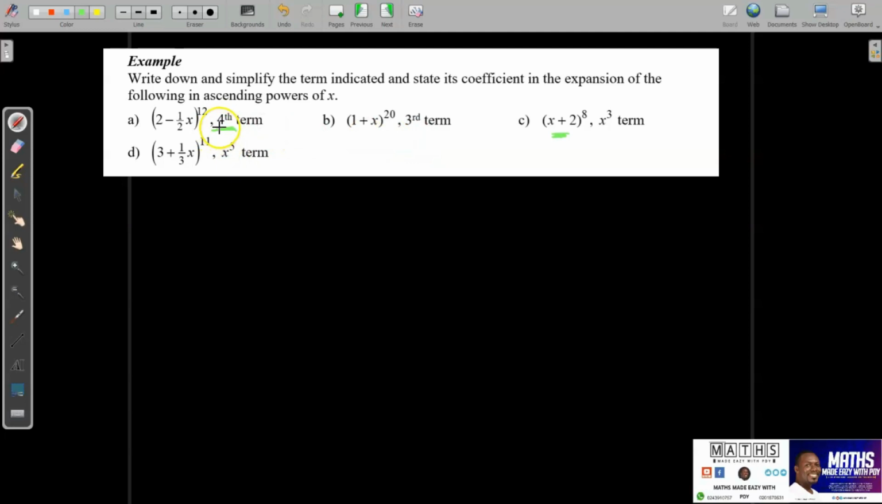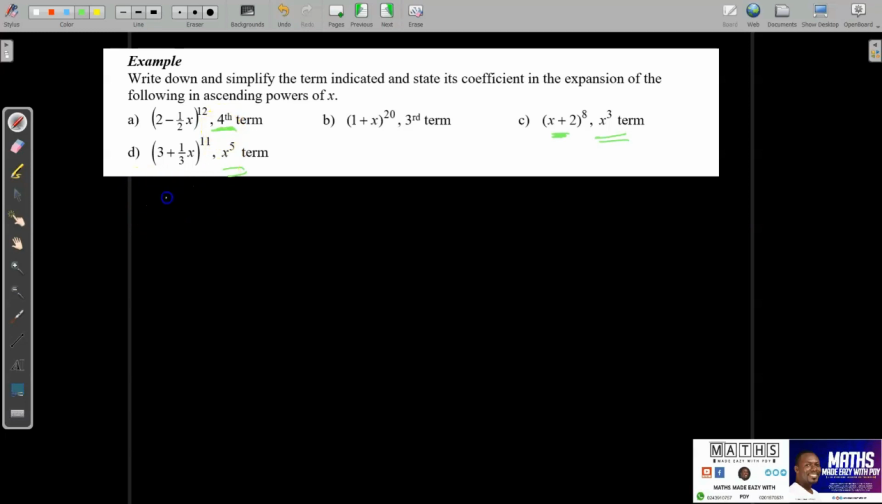Then again, this one says we should write up to the fourth term. We should just bring out the fourth term. We should write the expansion only for the fourth term. We are only interested in the fourth term. Over here, we are interested in only the third term. Now, over here, another change is in. When they ask for the x cubed term, you must know what it means. When they ask for the x to the power 5 term, you must know what it means. I'll be leaving you with that for you to figure it out. Now, with the fourth term, I've talked about it.